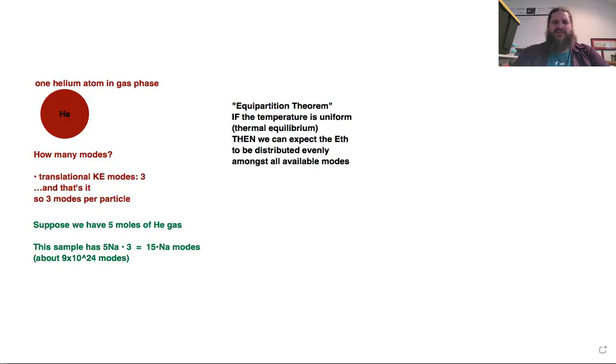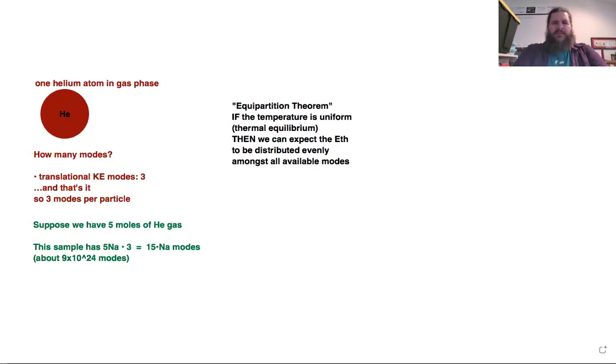In reality, if you were able to use some sort of hyper-powered energy microscope to look at the individual modes, you might find that right now this particle is moving a little bit faster than this particle, or this particle is moving more in the X direction than the Z direction. But on average, all the modes should have about the same amount of energy if the temperature is uniform. In fact, this is essentially what temperature means. Same temperature means same energy per mode.